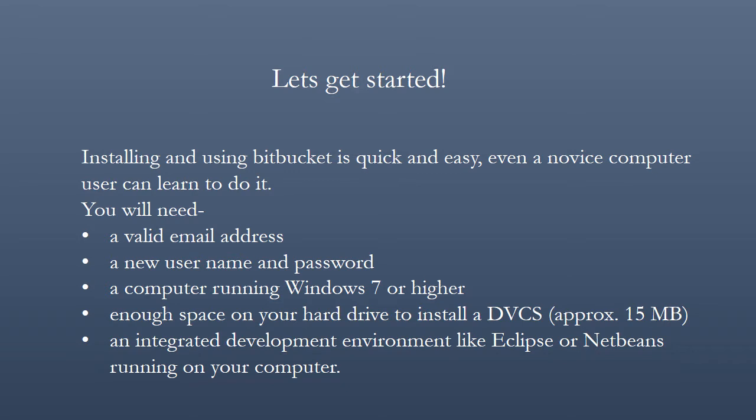You will need a valid email address, a new username and password ready, a computer running Windows 7 or higher, enough space on your hard drive to install a DVCS, which is approximately 15 megabytes, and an integrated development environment like Eclipse or NetBeans running on your computer. For this tutorial, we will be downloading and installing Git for Windows.